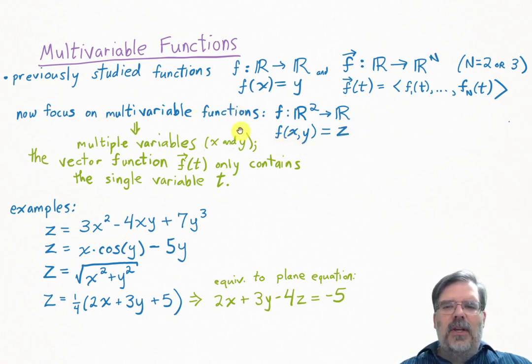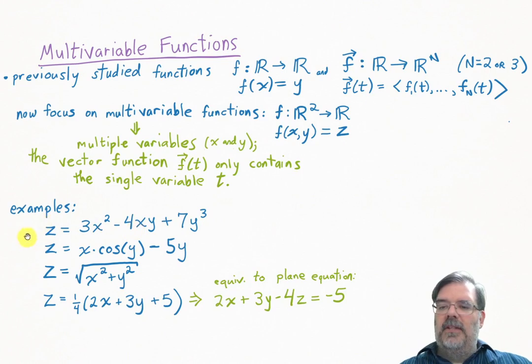But in case you're wondering why this kind of function is called a multivariable function and the other is not, that's because of the inputs. In this case, you'll see multiple variables, x and y. But in the vector functions f of t, even though there's multiple components, there's really only one variable, the single variable t.